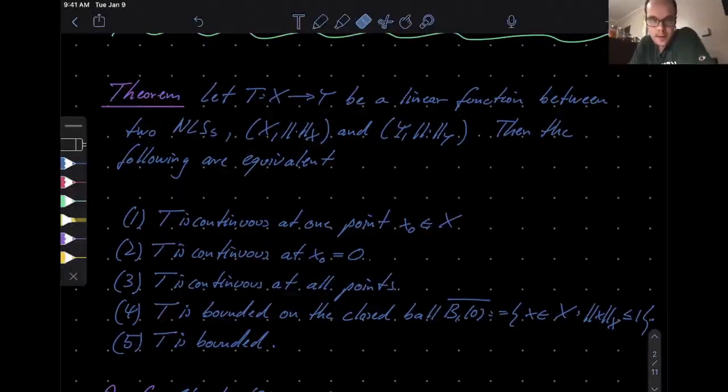Welcome back. In the last video, we defined normed linear spaces and bounded linear transformations on those spaces. There was one theorem we discussed and proved, and this is the one currently displayed. Now we will continue here, but let me make one more comment about the theorem.